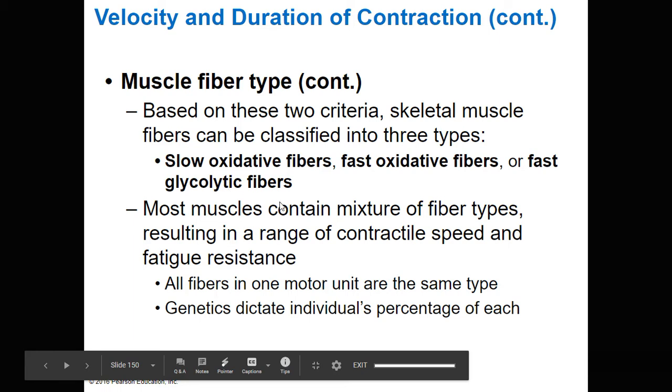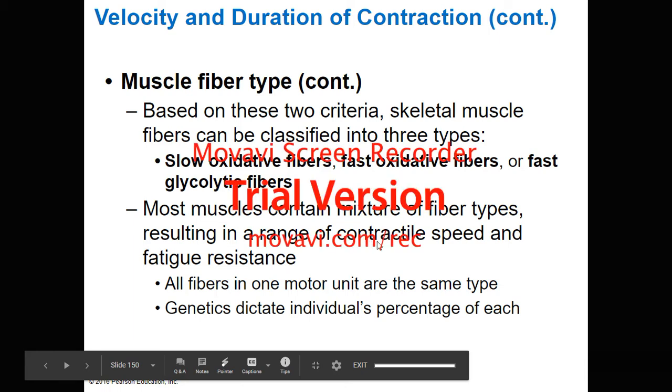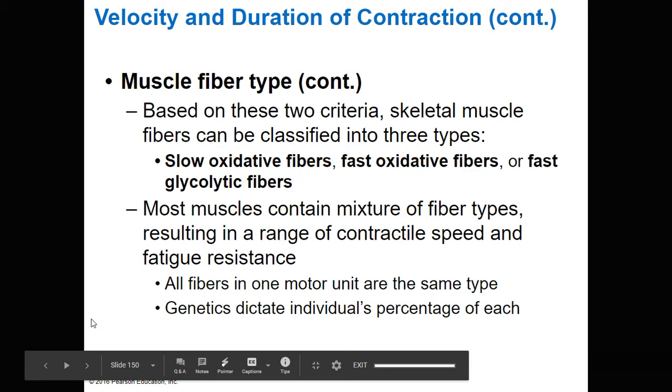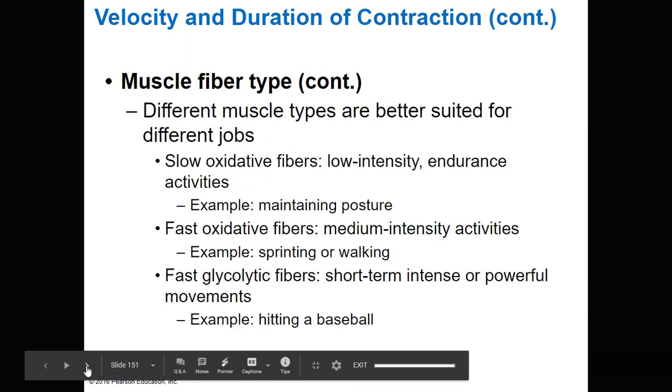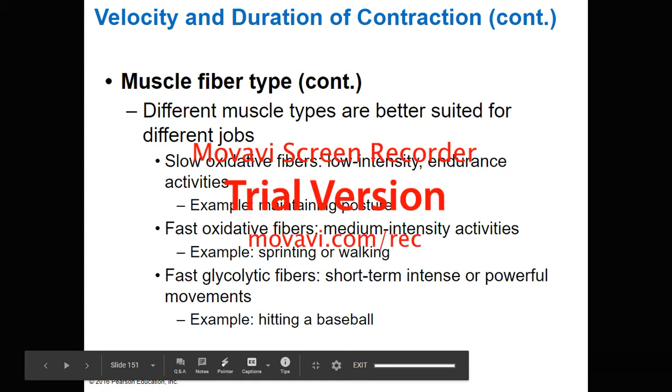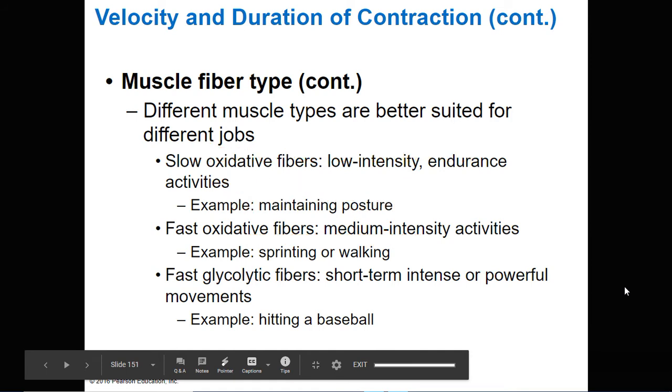Most muscles contain a mixture of fiber types, resulting in a range of contractile speed and fatigue resistance. All fibers in one motor unit are the same type, and genetics dictate an individual's percentage of each. And just be aware that different muscle types are better suited for different jobs.